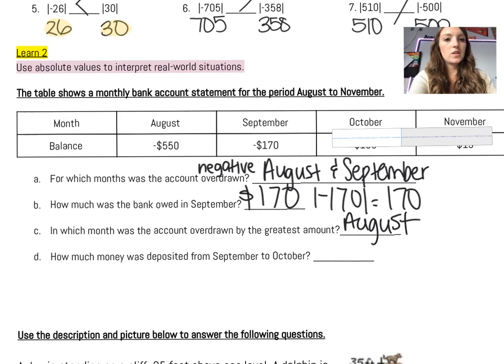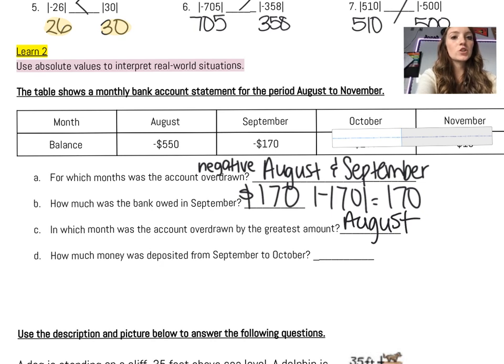Right, and the last one that we're looking at here, how much money was deposited from September to October? So starting in September, how much money was added into the bank account to get to the balance of October? We can see our numbers for September and October. We're starting at negative $170, and then my balance in October is $100. So how much money is that in total that was added into the bank account?